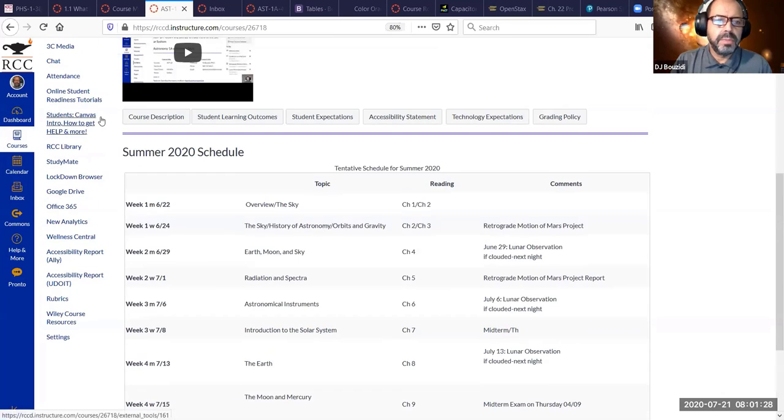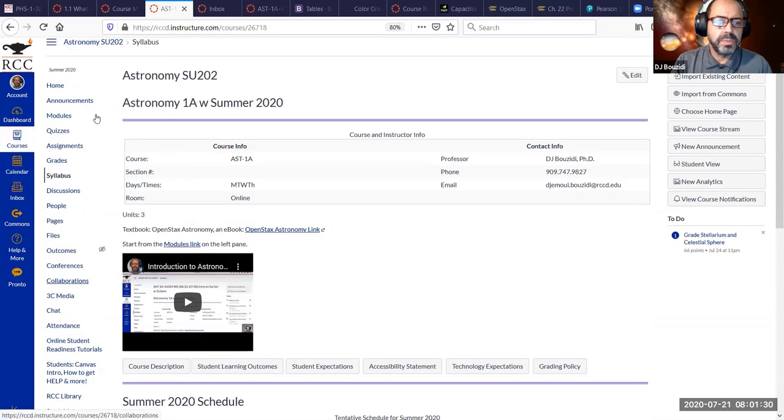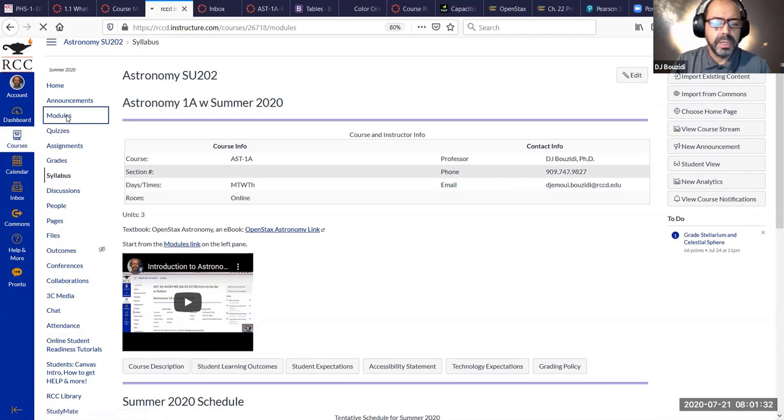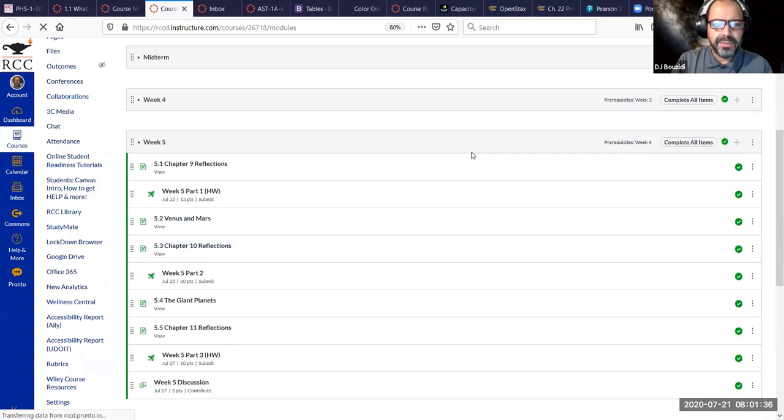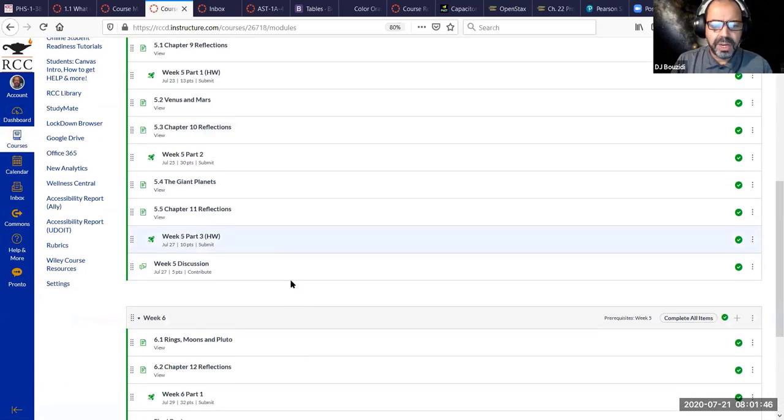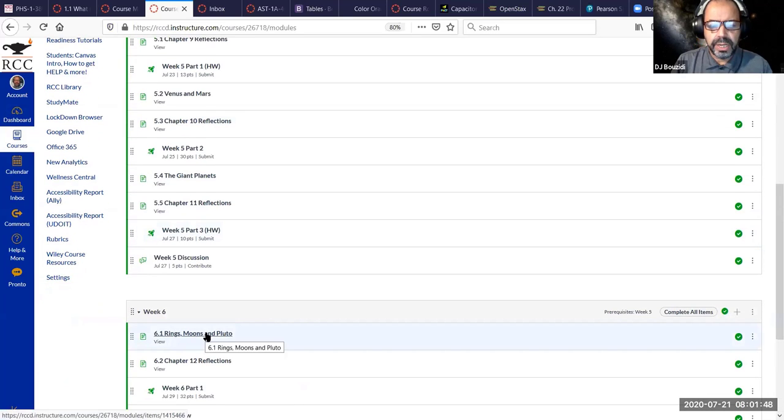Let me go to the models, because this is more finite to look at. So we're looking at week five right now. We're talking about Venus and Mars. We're talking about the giant planets. And we finally are talking about the rings, moons, and Pluto. We're dedicating a special section for Pluto because of its importance.